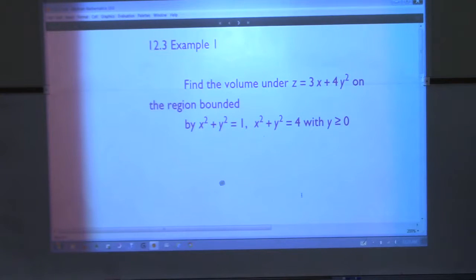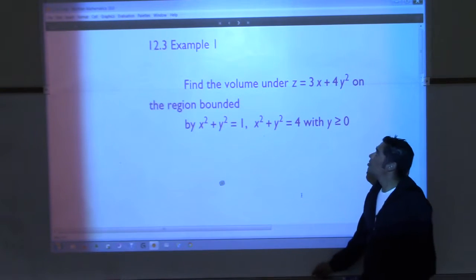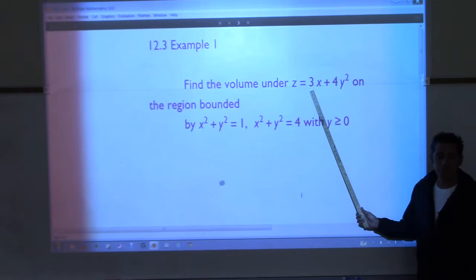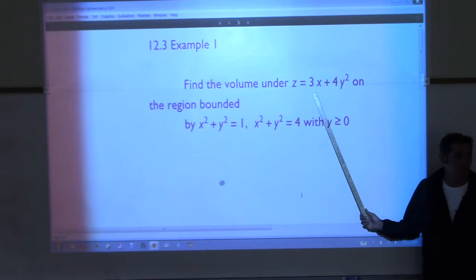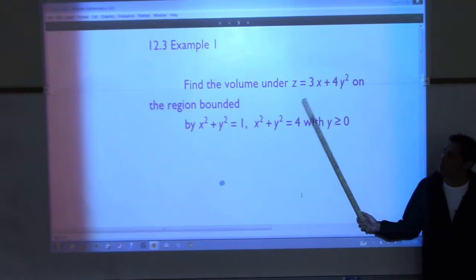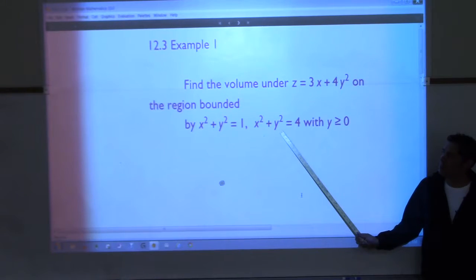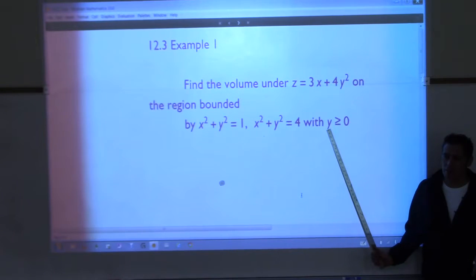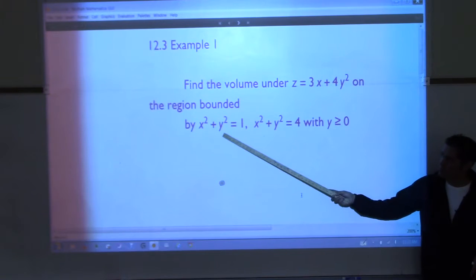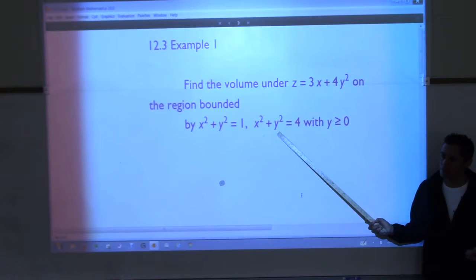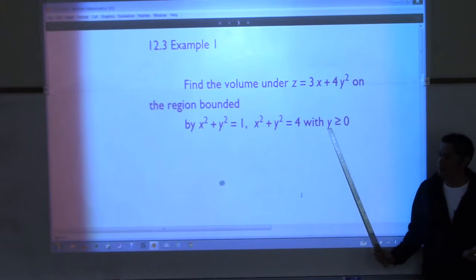All right, so we have some surface here. This is our surface, and we want to know the volume below it, where our region is in two-dimensional space, bounded by this, and y is always bigger than or equal to 0. So what is this in two-dimensional space? Circle, radius 1, circle, radius 2. Y is greater than or equal to 0.